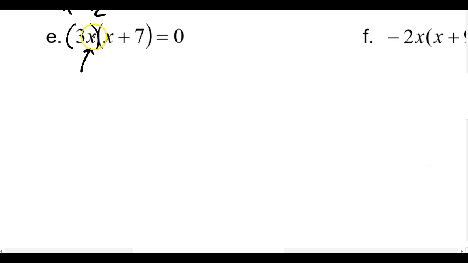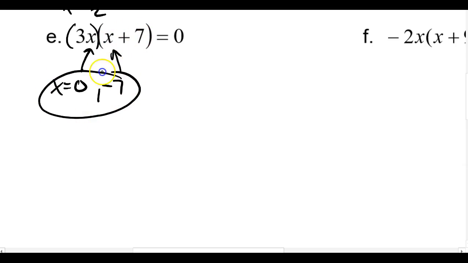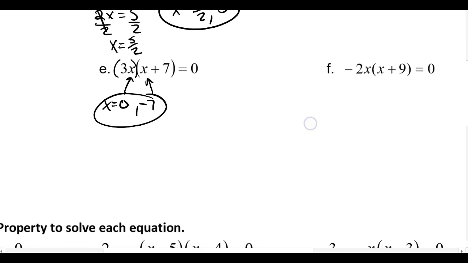Well, if I plugged in 0, 0 times 3 is 0, and then this 0 times all of that would still be 0. So my first answer would be x equals 0. And then here, I remember that x is a liar. And if this is plus 7, then it would have to be negative 7, because negative 7 plus 7 is equal to 0. So there's my second answer. And you would do F the same way. And that should help you finish the rest of these problems.